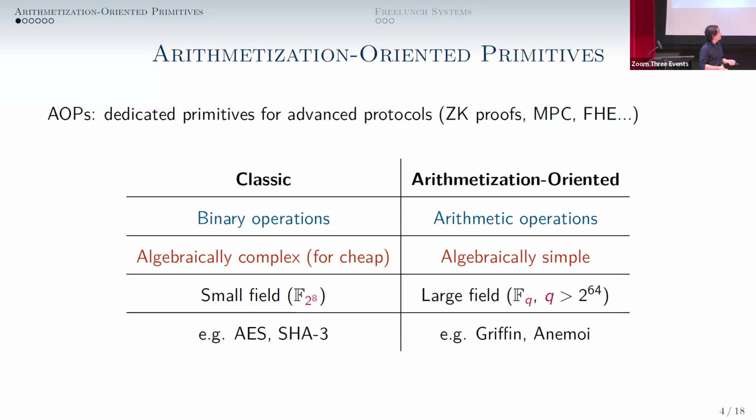And also, most of the time, they are defined over very large fields. So typically F_q, where q is greater than 2 to the 64, but in fact, it can even go up to 2 to the 256. And so that means that you have fewer branches, and this is a really different structure than classically. So examples are Griffin and Anemoy.